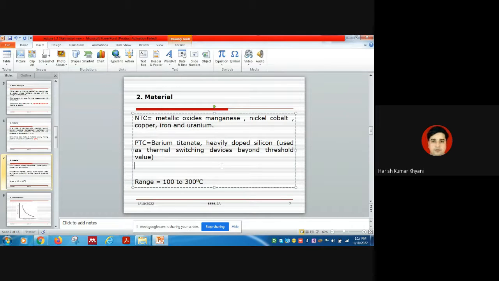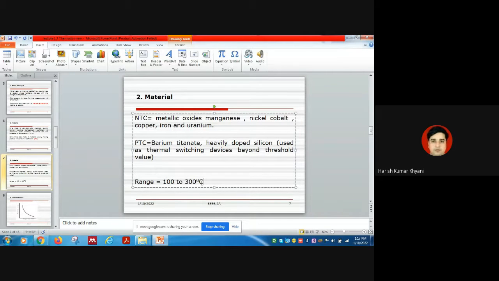Means initially when the temperature increases, these materials have a negative temperature coefficient, but after a certain value, known as the critical value or threshold value, there is a drastic change in their characteristics, and they have positive temperature coefficients. That's why these devices are mainly used for thermal switching devices, right? Before the threshold value, they act as an open circuit, and just after the critical value, they act as a closed switch, right? As far as their range of temperature is concerned, they are mainly used between 100 to 300 degrees centigrade.